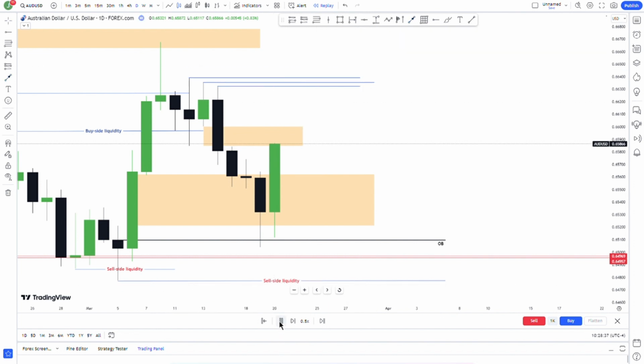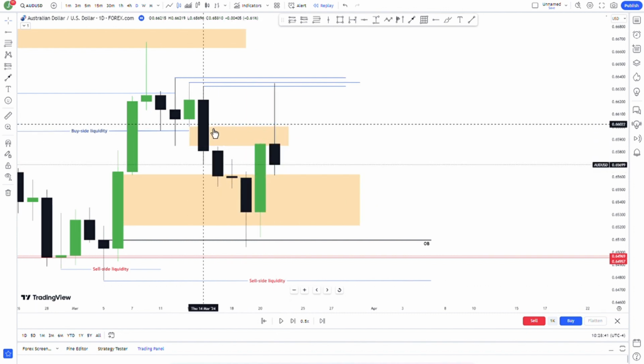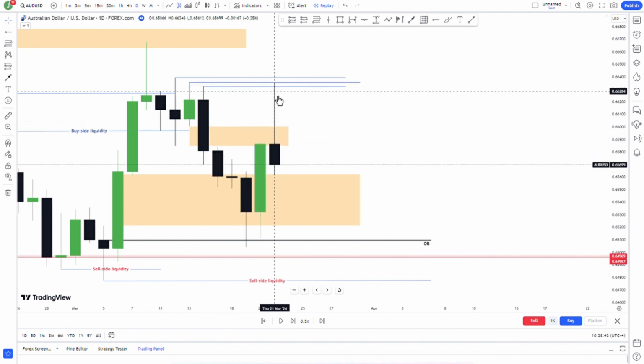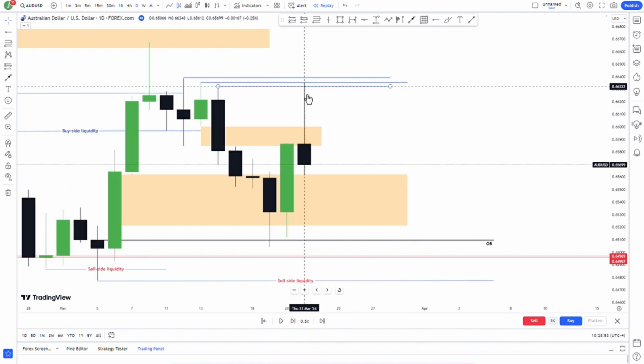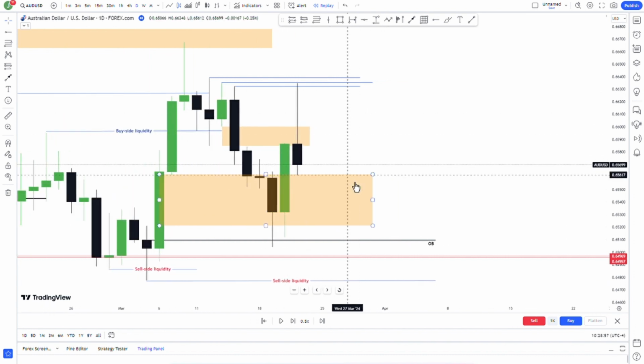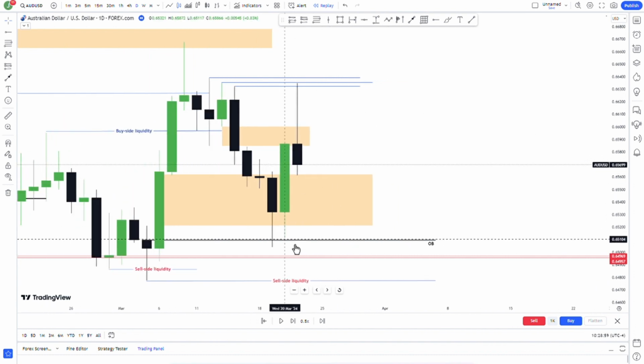Let it play on. Our first target, remember, was this fair value gap, and now the market on a Thursday reached the buy side liquidity, the draws on liquidity, and then reversed from there, right? So because this is a reversal candlestick now, we can anticipate that the market would now reach this level down here, right? The previous daily low.